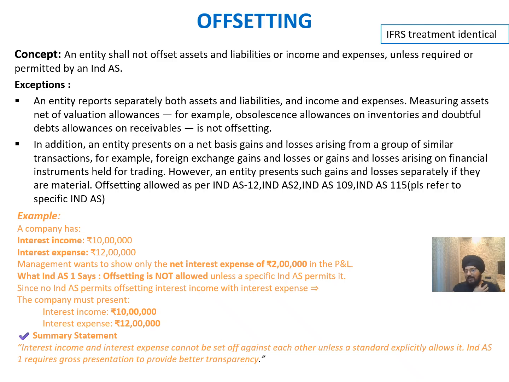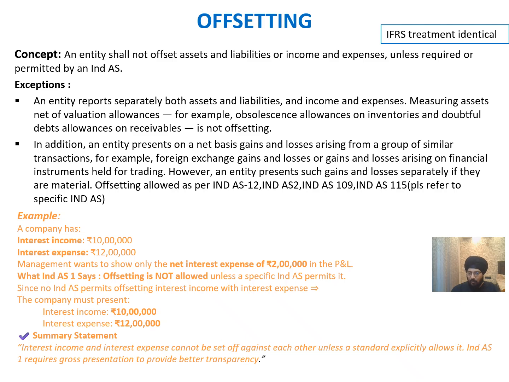Which means that any kind of offsetting permissible under Ind AS is allowed, but barring that it is not allowed. In addition, an entity presents on a net basis gains and losses arising from a group of similar transactions, for example, foreign exchange gains and losses, or gains and losses arising from financial instruments held for trading, which is largely Ind AS 109. So all these offsettings are allowed, provided they are guided by the respective Ind AS under which that item falls. But barring that exception, there is no exception.